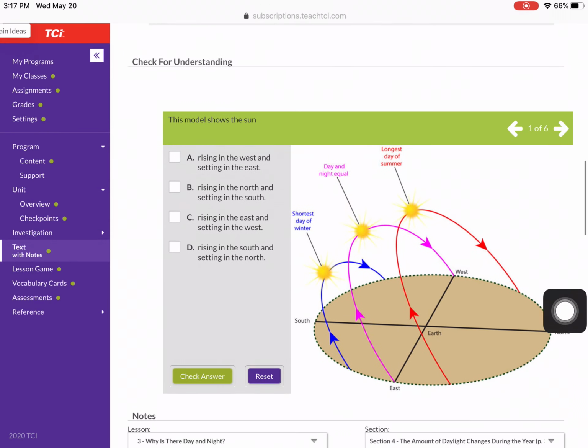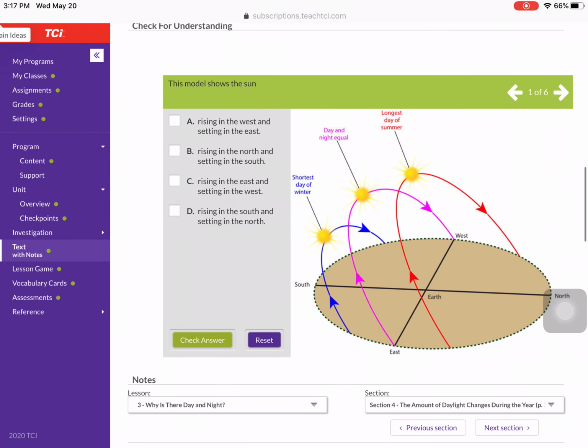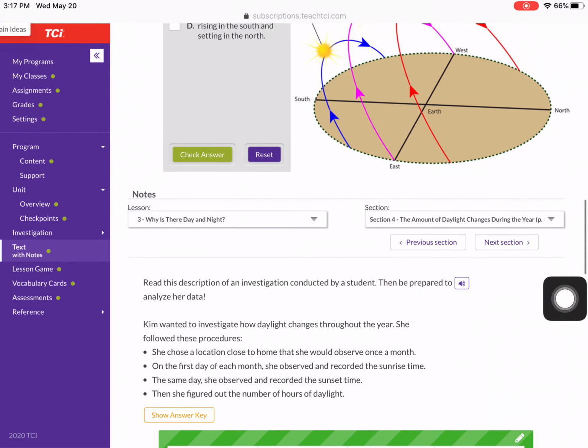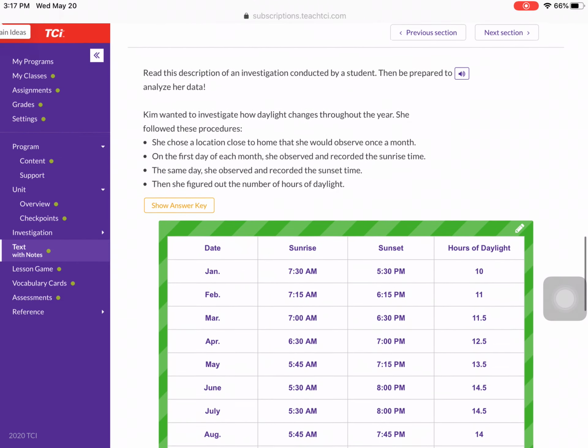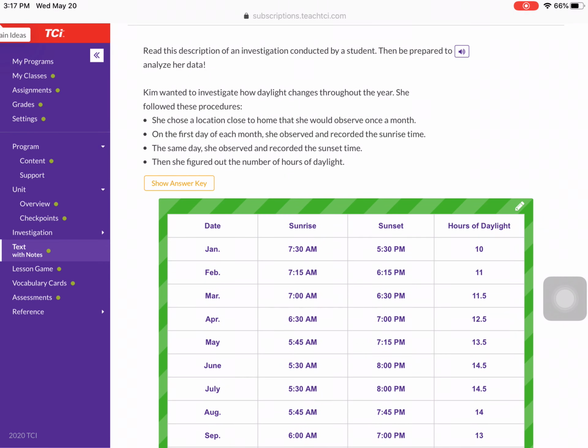And here's another section to check your understanding. This model follows the sun, the shortest day, depending on whether it's summer or winter. And here is the investigation. I'm going to read it to you guys real quick.